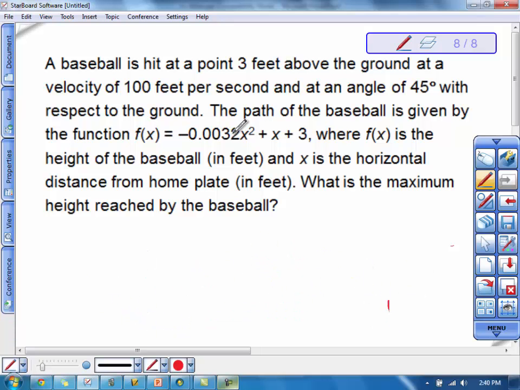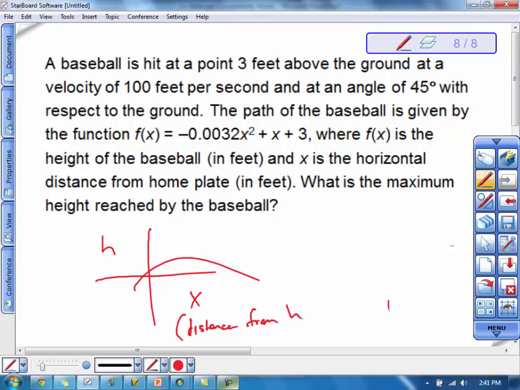They plugged in the initial velocity. Looks like they're in feet per second. So that's how you get this coefficient here. But this says where f of x is the height of the baseball and x is the horizontal distance from home plate. What's the maximum height reached by the baseball? So what this parabola looks like is something like this, obviously, because this represents the height, and they said x was the distance from home plate. Okay, and this is the height.